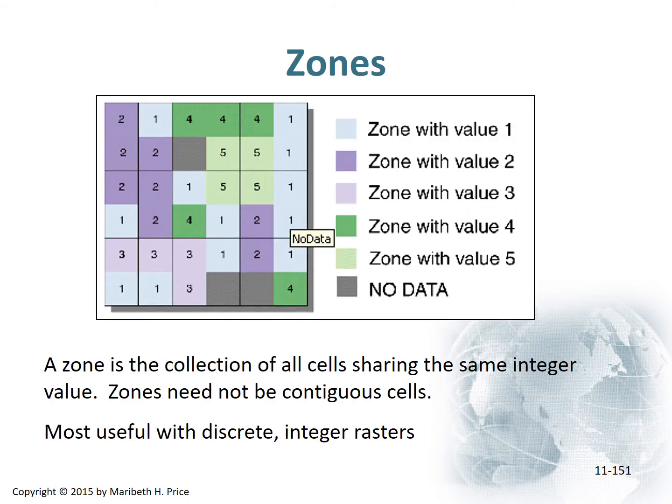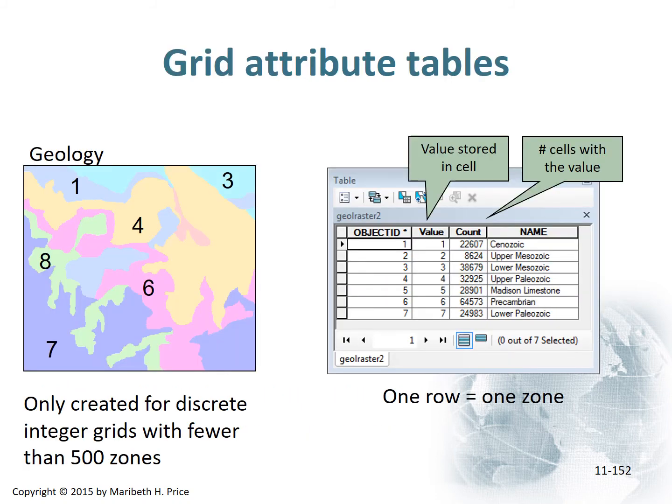A zone is a collection of all the cells sharing the same integer value. Zones need not be contiguous cells. Most useful with discrete integer rasters. Grid attributes, you only really get a couple of things: the value in the cell and the number of the cell.